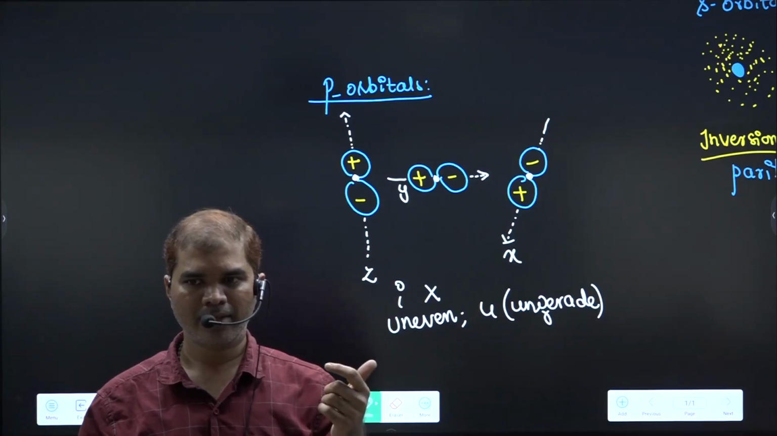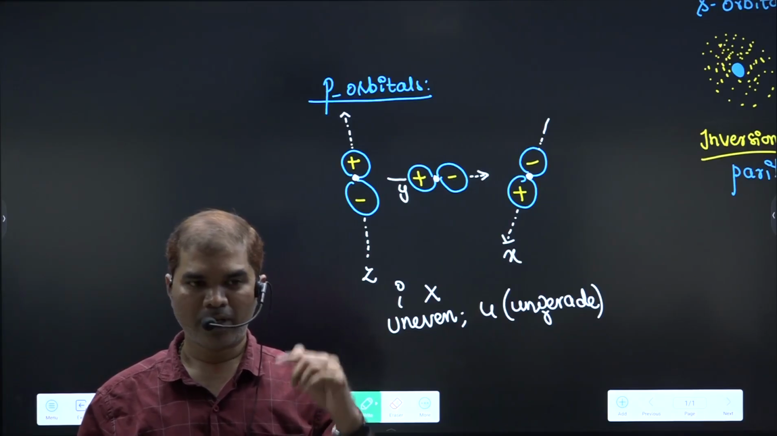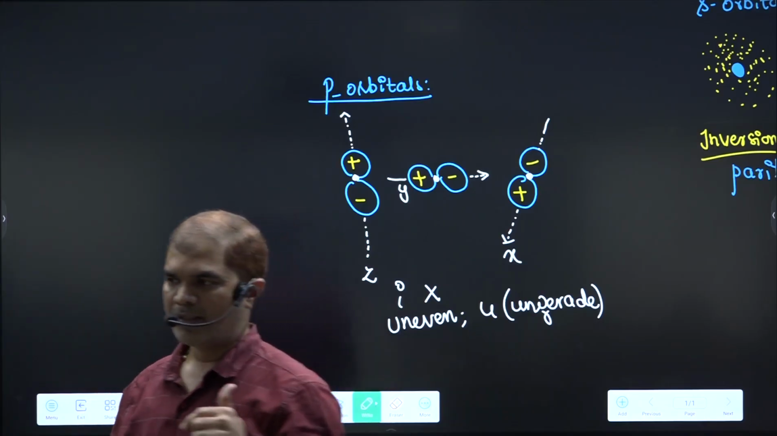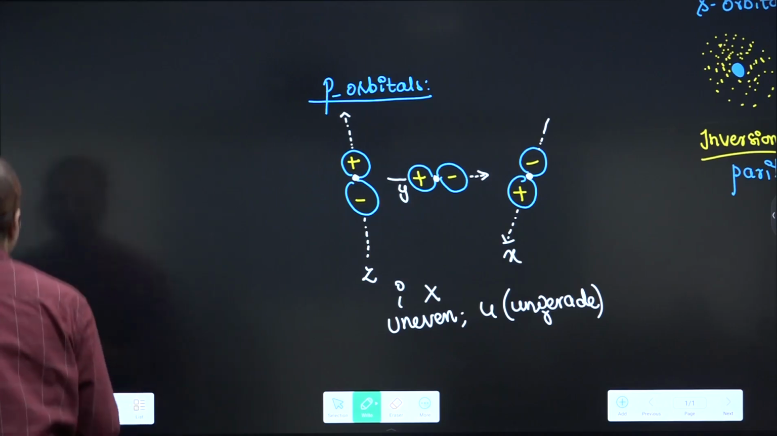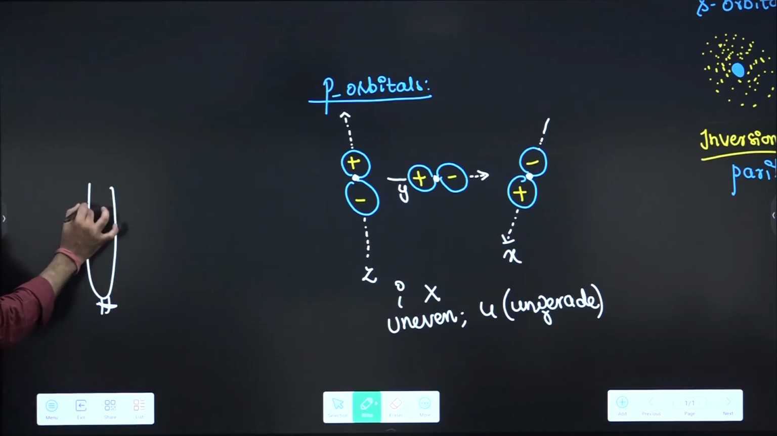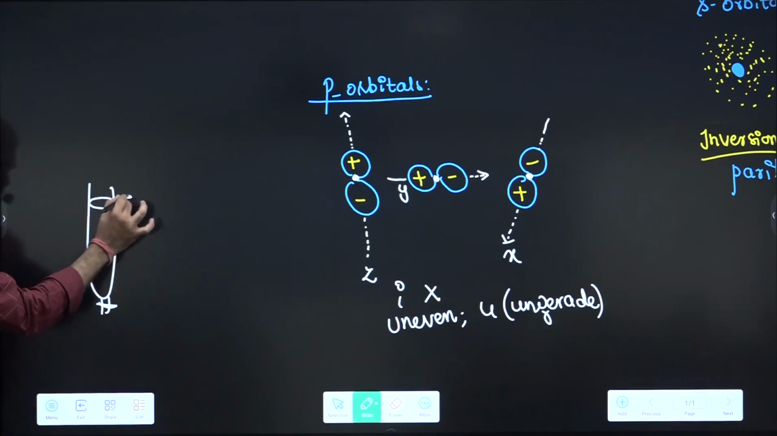Reason? Why do you follow upper for color, lower for colorless? Any reason for it? Suppose that I am taking a burette. There is an upper meniscus and a lower meniscus. For colored we follow this, for colorless we follow this.